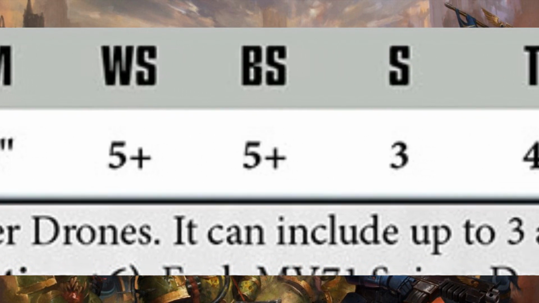The BS is the unit's ballistic skill. This is what the unit hits on for rolls when making shooting attacks with their weapons. So in this case, the drone hits on 5s.